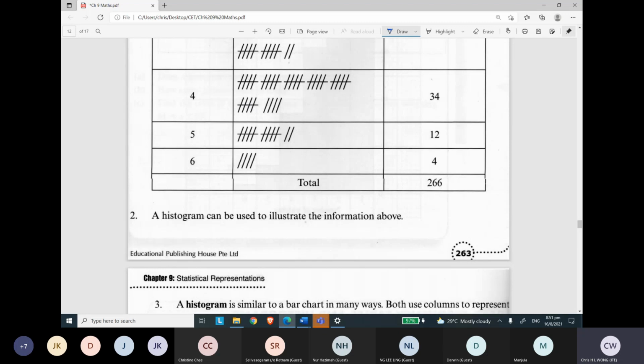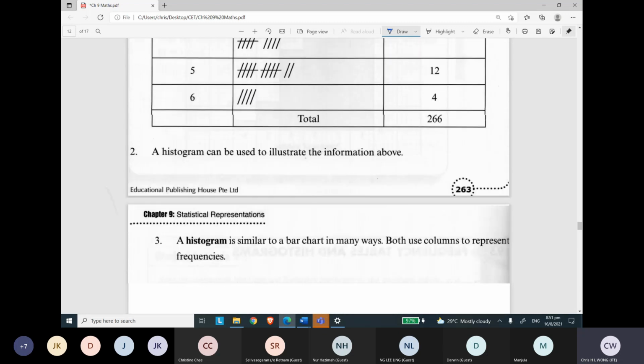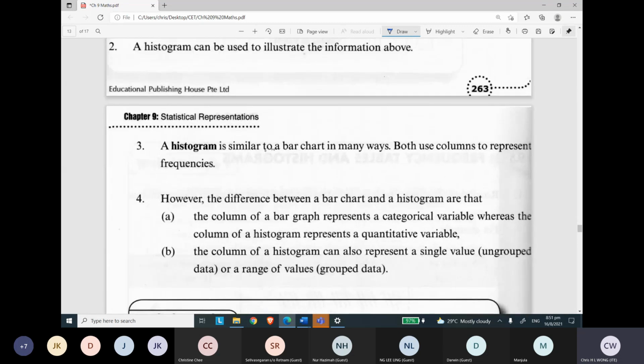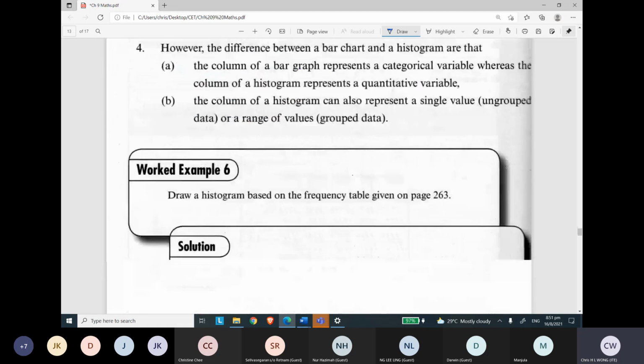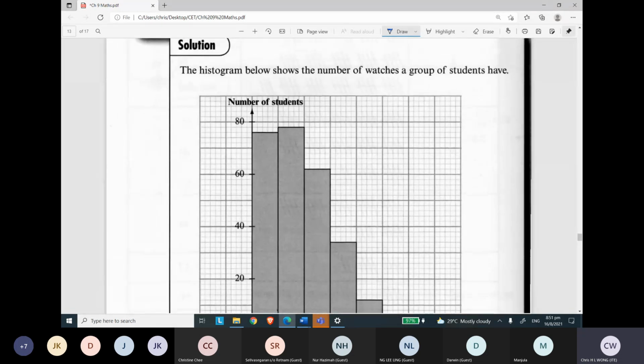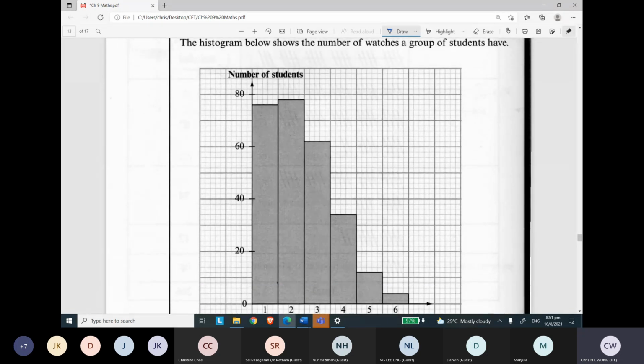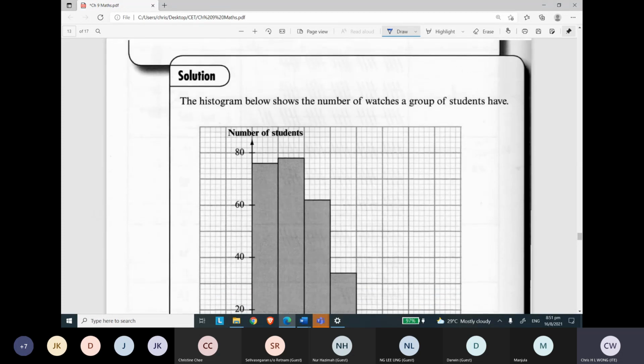You can use a histogram. A histogram can be used to illustrate the information above. Now, a histogram is very similar to a bar chart. That's why I say a histogram and a bar chart are quite similar. Both use columns to represent frequency, how many times. Your histogram also looks like that. You notice that it looks like a bar chart, but maybe the only difference is the way they illustrate the diagram.